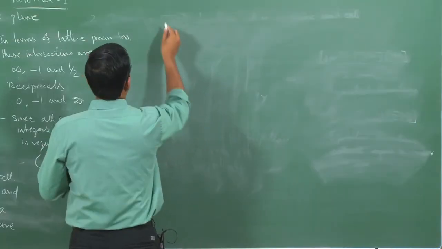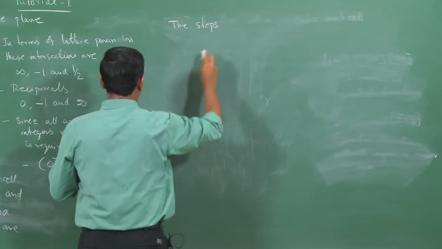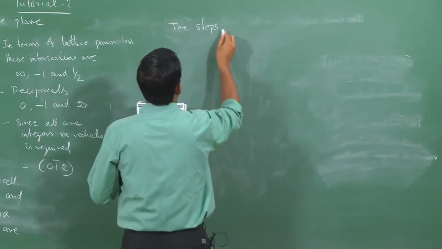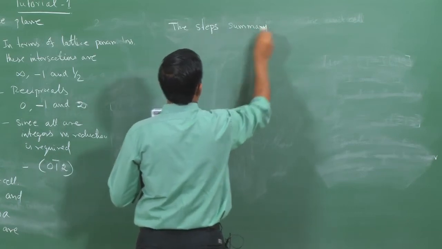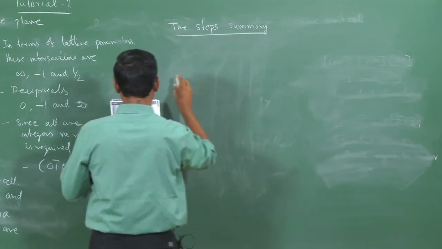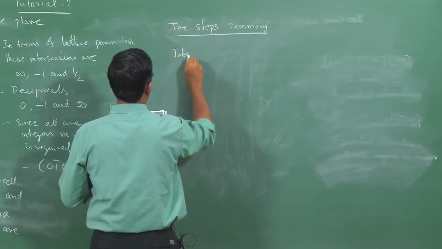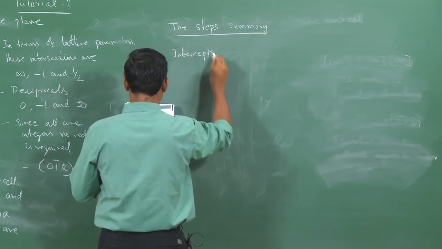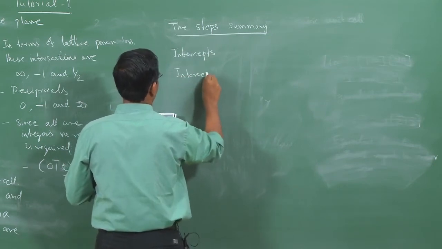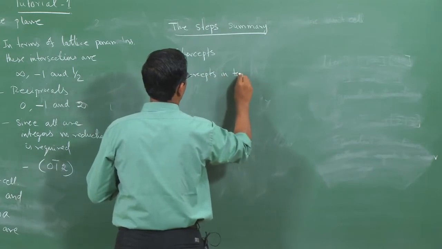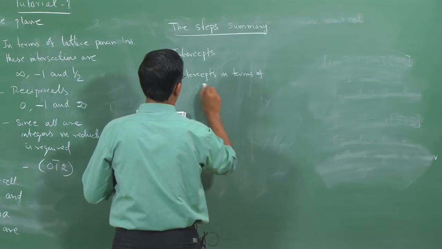The summary of the steps for finding out the Miller indices. First is intercepts, in terms of lattice parameters.